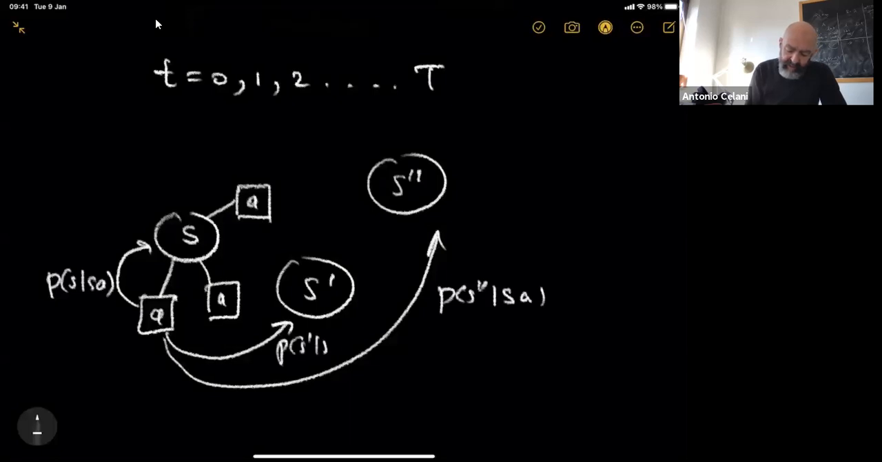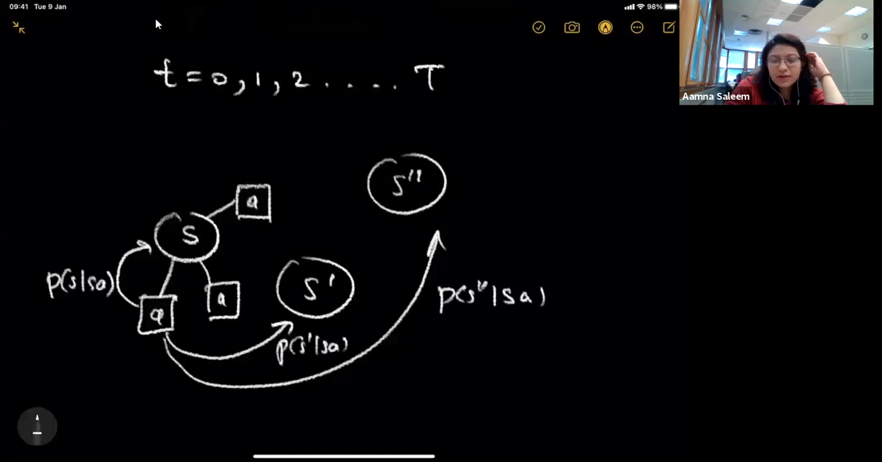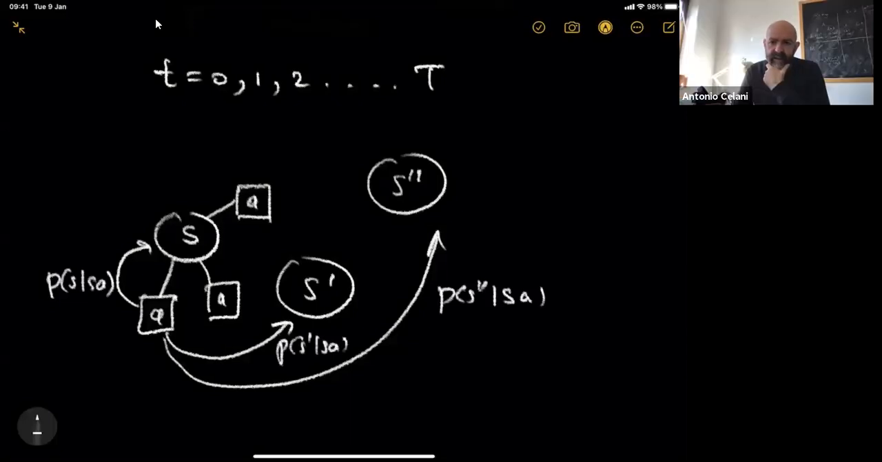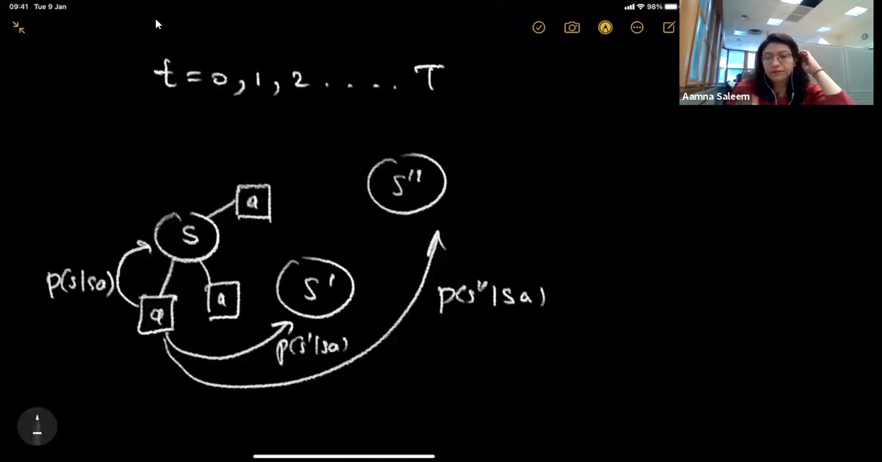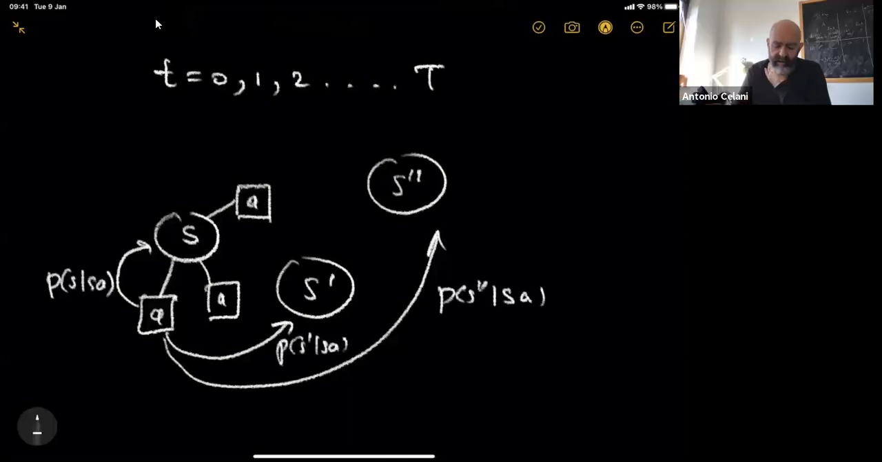And this would be the probability of going to S second from S, A, and this would be the probability of going to S prime. Professor, is there any chance of staying in the same state? Is there like a loop that brings it back to the same state? Yeah, this is one instance. There are actions that bring you back to the same state. This is absolutely possible. Okay, thank you.